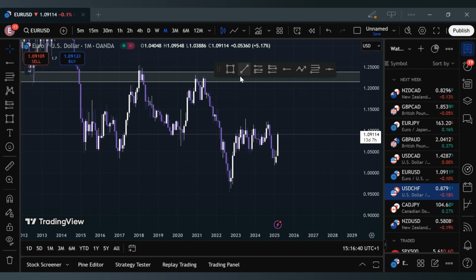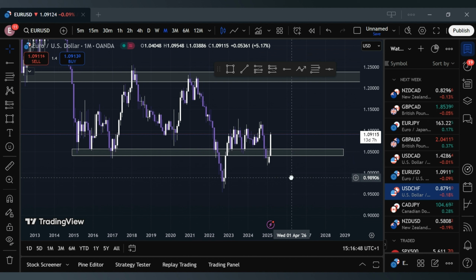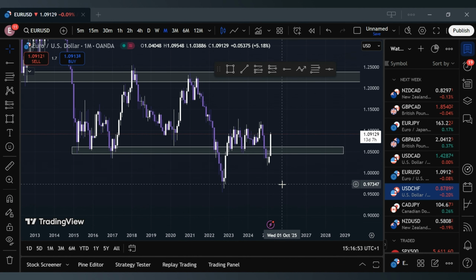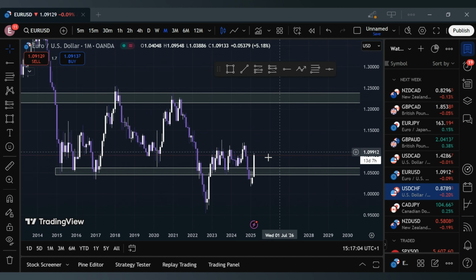Then the next zone, which is this point here, is also a strong support and resistance zone. So now, based on this, I basically have a range which I will focus on. This is where the current price is, so the price is within this range.